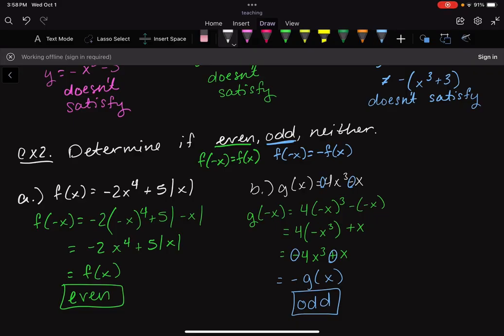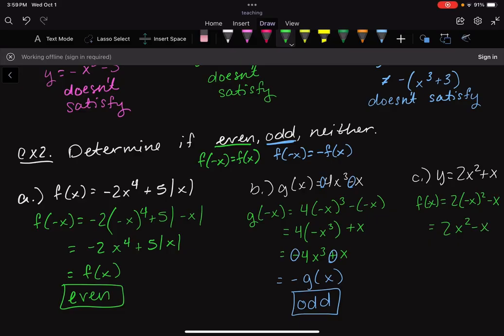And then I have one more to try. This one says y equals 2x squared plus x. So again, we're going to go ahead and try to plug in a negative x. I'm going to say just f of x for this. But I get 2 negative x squared minus x. If I simplify this, I get 2x squared minus x.